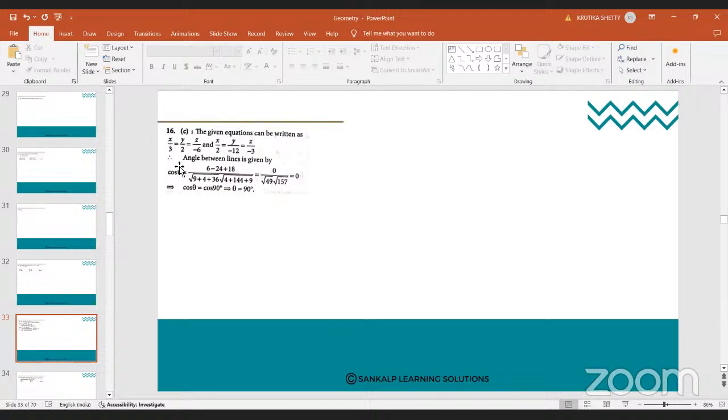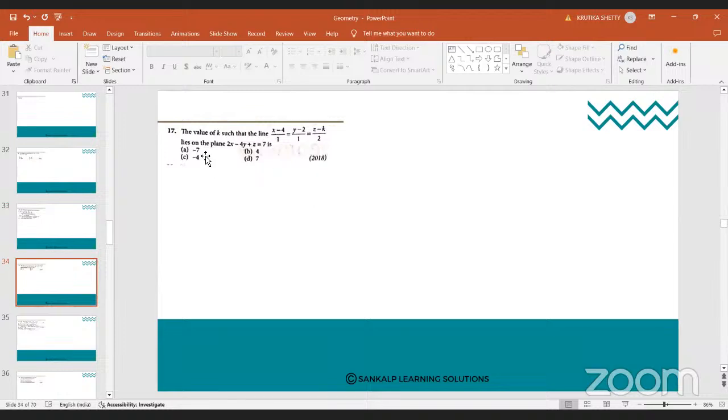So the angle between the lines is given by cos theta equal to 3 into 6, plus 2 into minus 12, plus minus 6 into minus 3, divided by root of 3 square plus 2 square plus 6 square, and then root of 6 square plus 12 square plus 9. On simplifying, we get it as 0. If cos theta is equal to 0, we know the angle between them is 90 degrees.